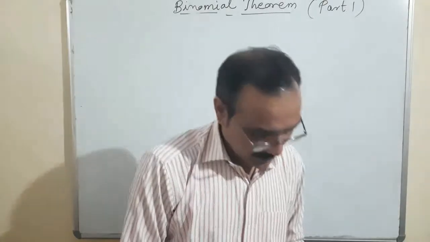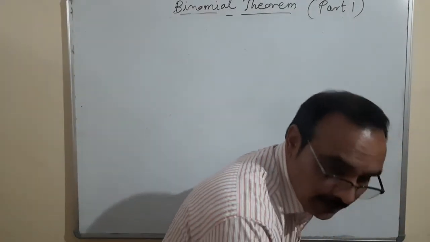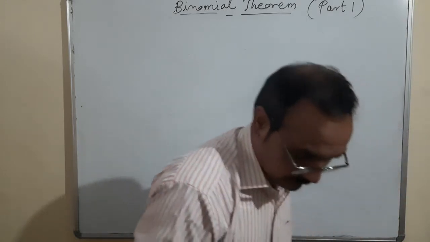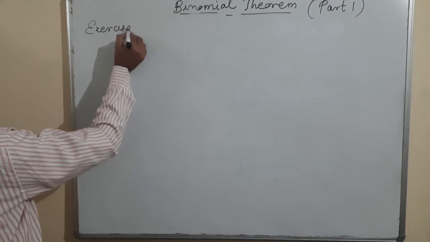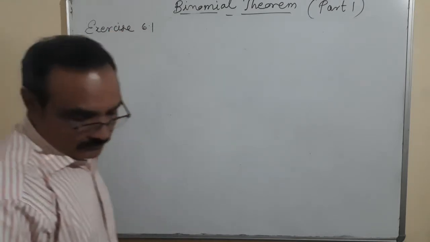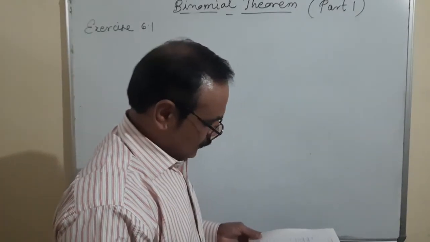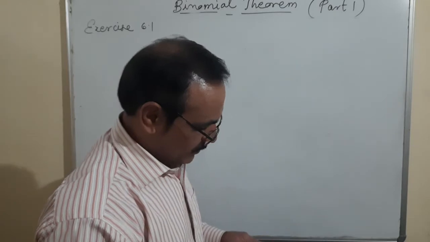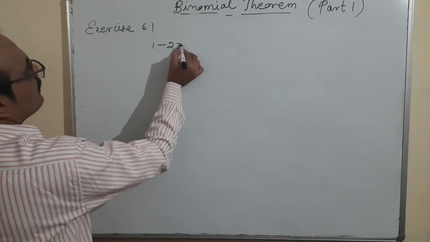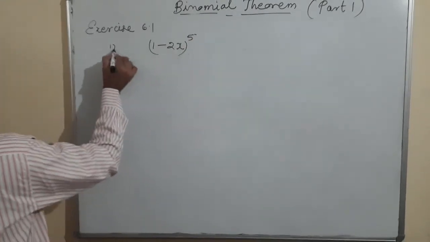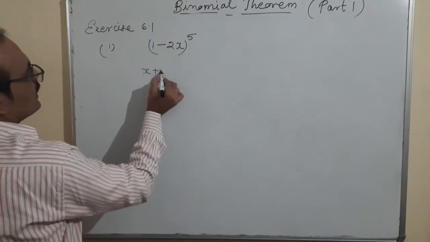Start exercise 8.1. The question is: expand each of the expressions in 1 to 5. 1 minus 2x to the power 5. Question number 1, expand. So before expanding it, let us first write x plus y to the power n.